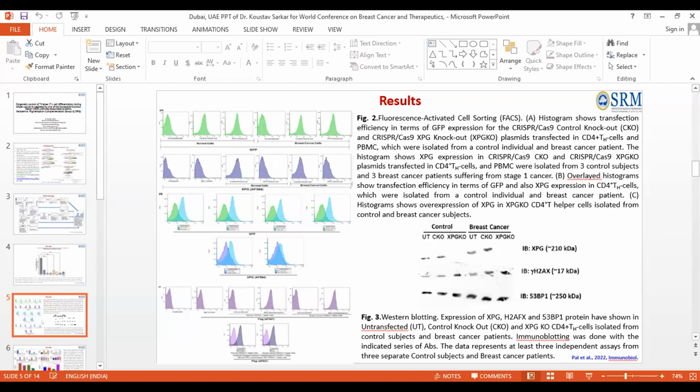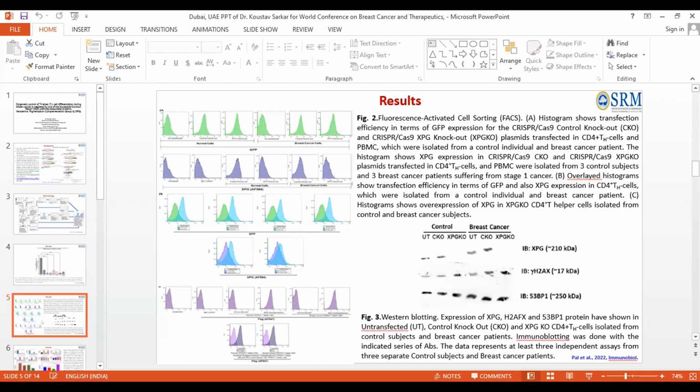That means this particular overexpression and knockout we have successfully done, and we have also found out how the expression of XPG is regulated via the different kinds of DNA repair and break pathway, like XPG, gamma H2A.X, and 53BP1. There we are seeing, in the control, the control knockout and the XPG knockout in comparison to control, what is the status of them in the case of breast cancer.